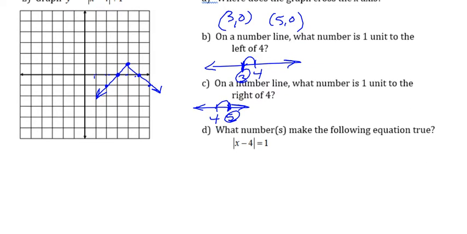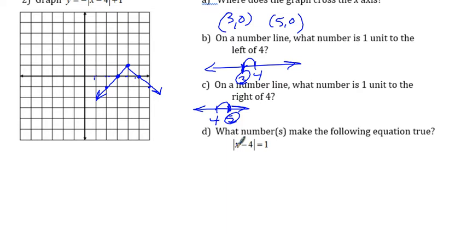Remember how we got to this. What numbers can we put in here to make this a true statement? Well, if I was to put 5 in for x, 5 minus 4 is 1. Absolute value of 1 is 1. So 5 works. If I was to put 3 in here, 3 minus 4 is negative 1. Absolute value of negative 1 is 1. So 3 works.